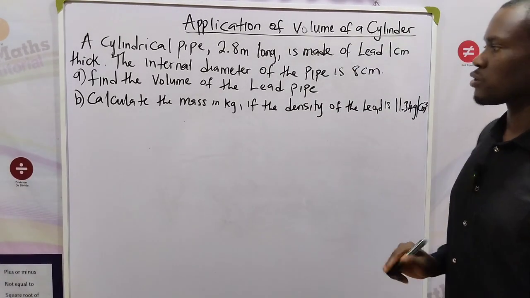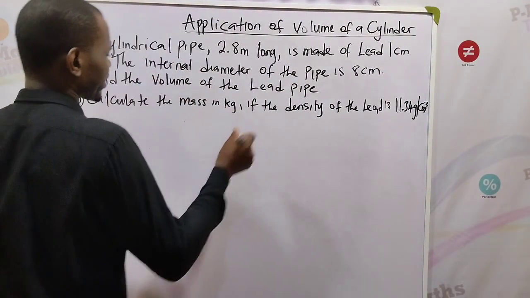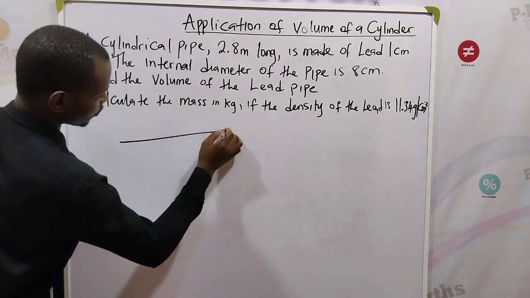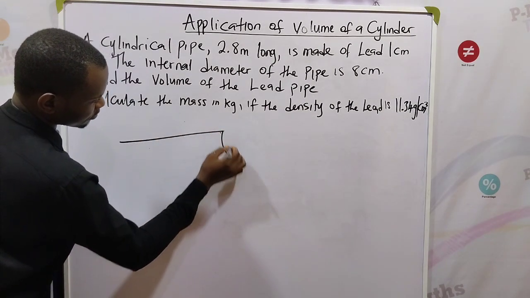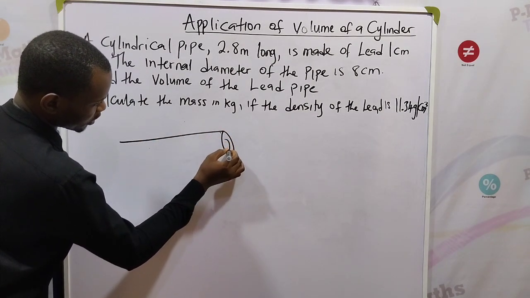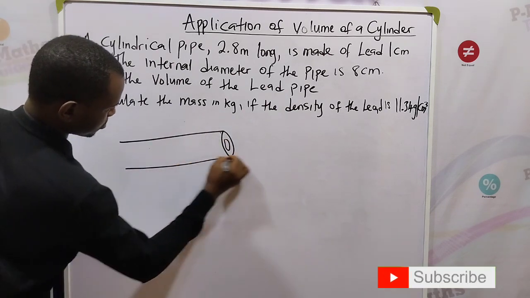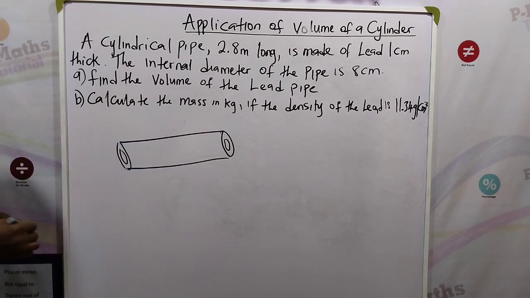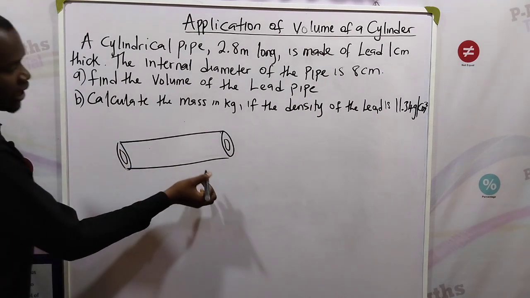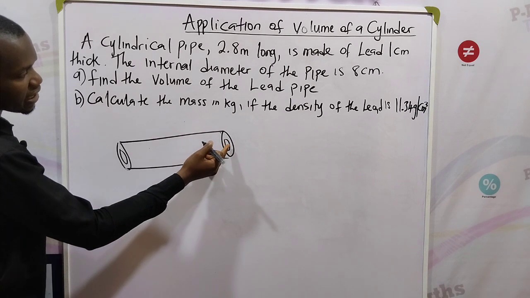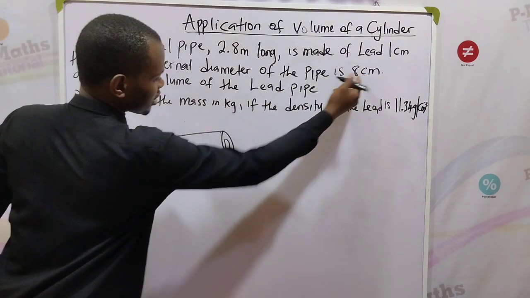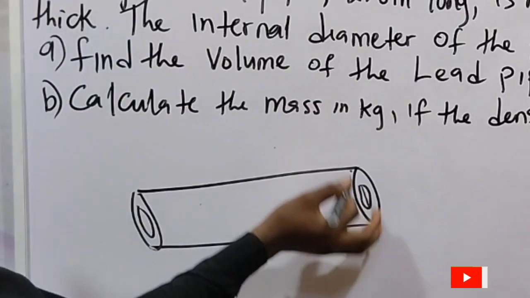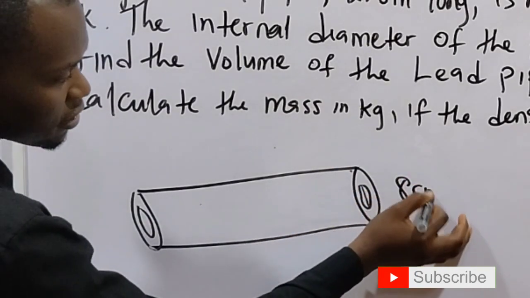Okay, so let's see how we solve this. Before we solve this, let's make a sketch of what a cylindrical pipe looks like. If this is a cylinder, the cylindrical pipe, since it is a pipe, it has to have a hole. Now we are told that the internal diameter is 8 centimeter. So this hole that we have in the center of the pipe is 8 centimeter, right?